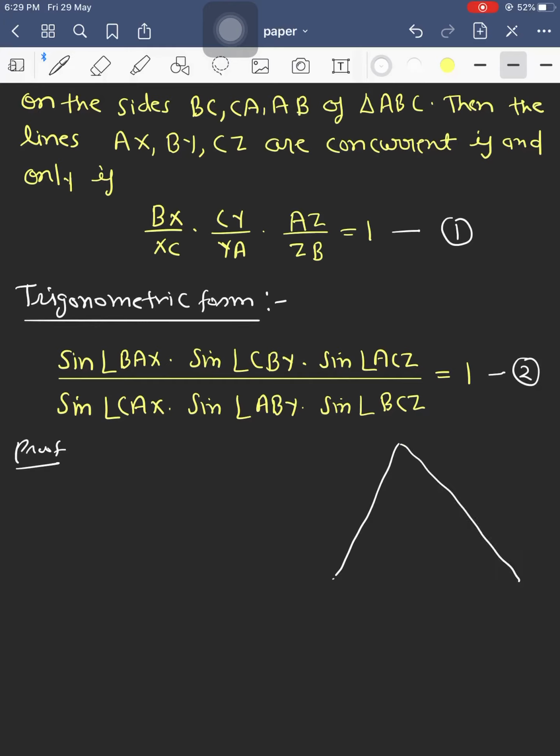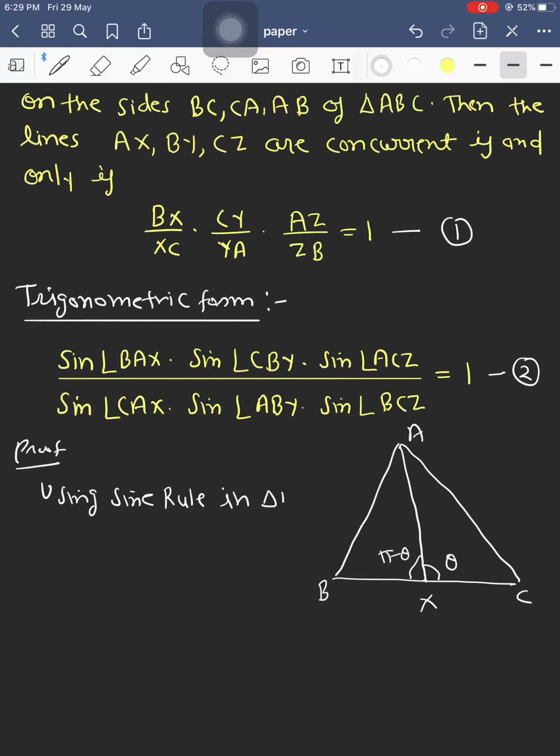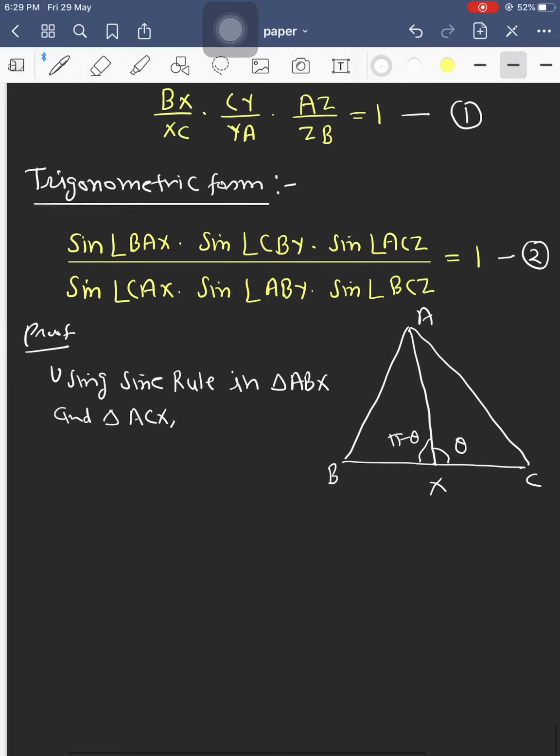First we construct the triangle ABC, and X is a point on the side BC such that if angle AXC is theta, then angle AXB is what? Pi minus theta. Using sine rule in triangle ABX and triangle ACX, what can we write?